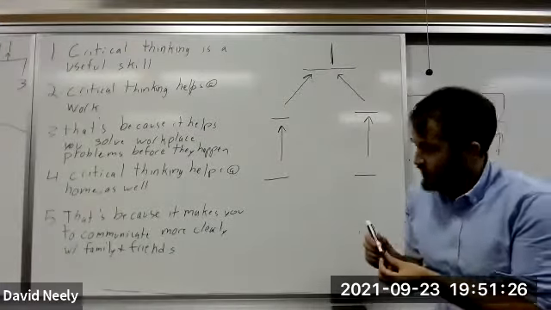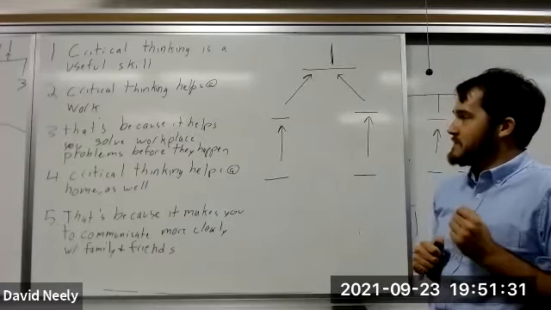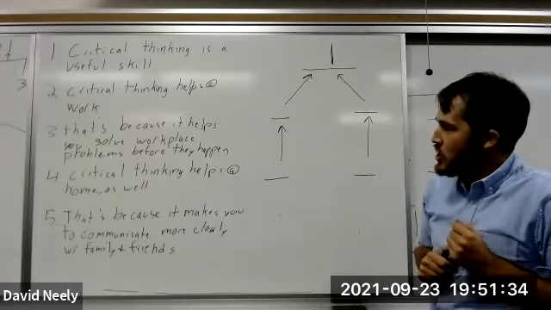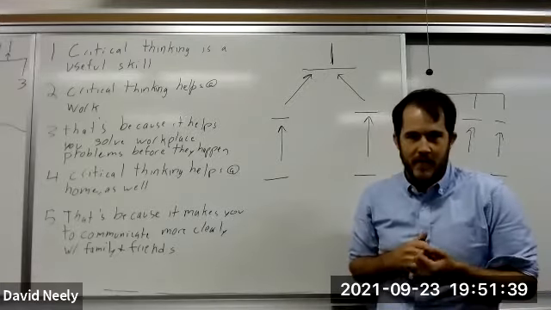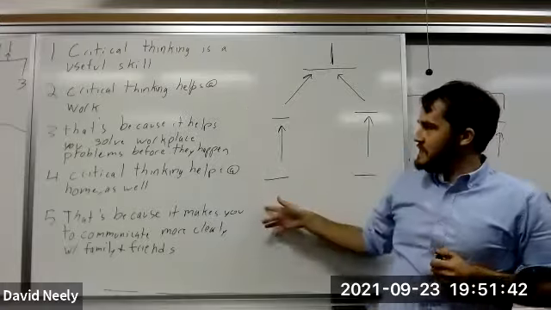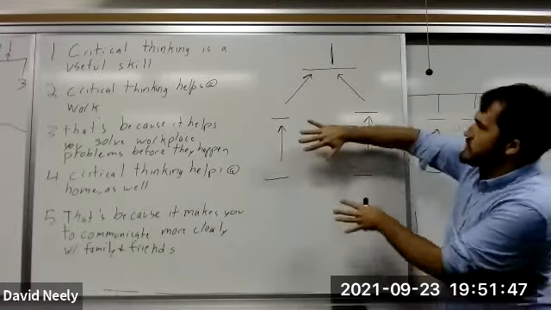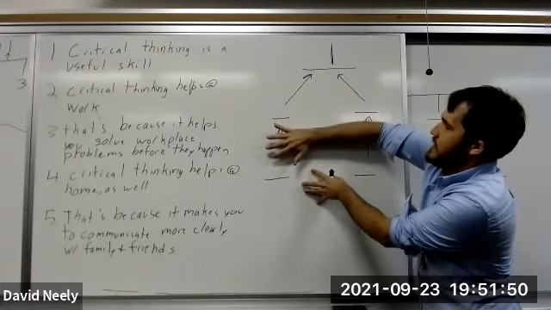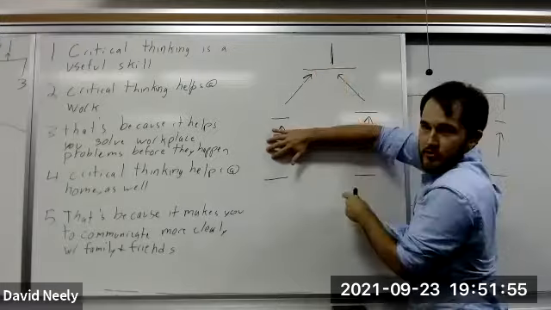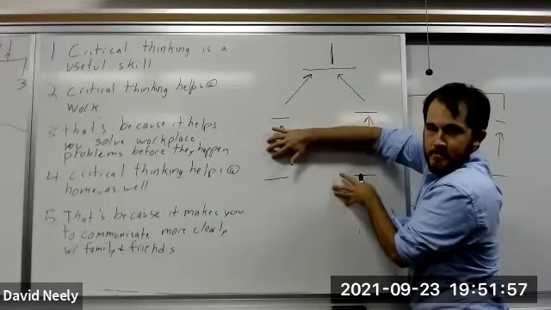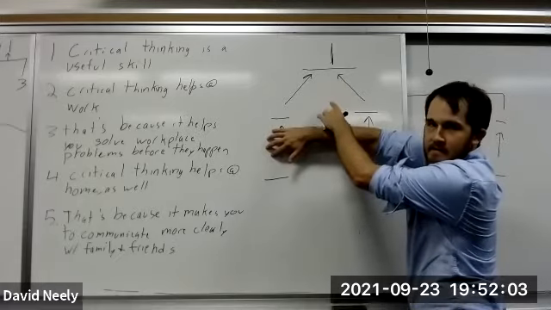So now we know 1 is critical thinking is a useful skill. Now, looking at the others, critical thinking helps at work. That's because it helps solve workplace problems before they happen. Critical thinking helps at home as well. That's because it makes you communicate more clearly with friends and family. So those are our sentences. Now, looking at this structure, how would you describe what's going on? Well, first off, if we just look at this right here, if we cover up the bottom half, what is the relationship between this and the conclusion? They're the 2 arguments that are both different, but they help explain the conclusion.